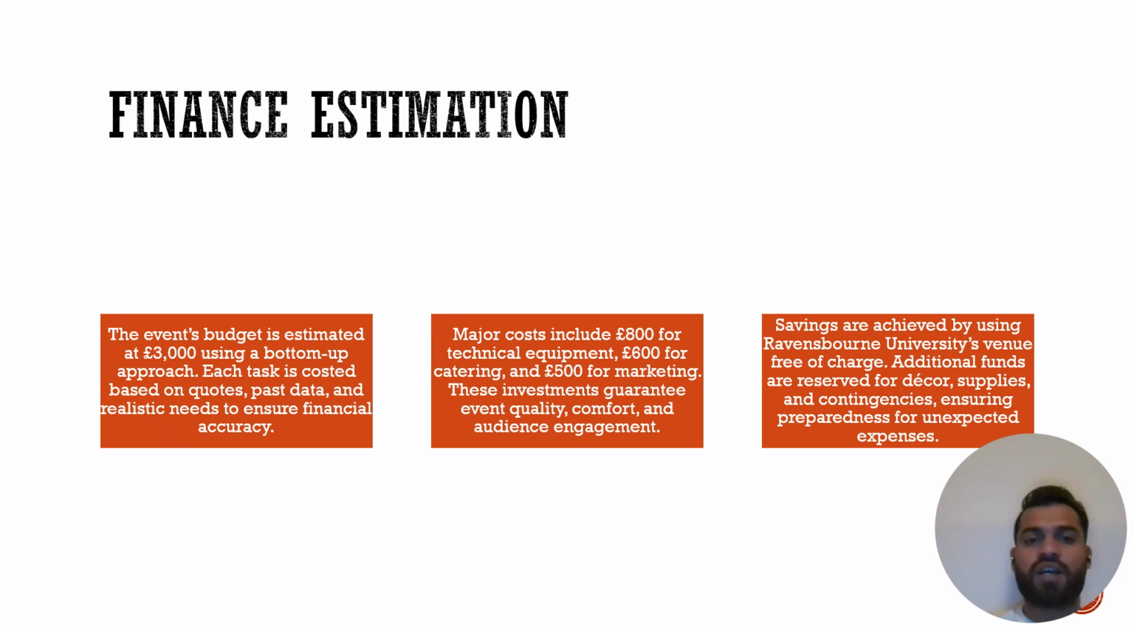In this section, I explained how the project budget was planned and estimated. I used a bottom-up method, which means I looked at each task and worked out the cost based on real source research and past event data. This helped create a realistic and accurate budget. I then broke down the full cost structure within our £3,000 budget. For example, we saved money by using the Ravensbourne University venue at no cost.